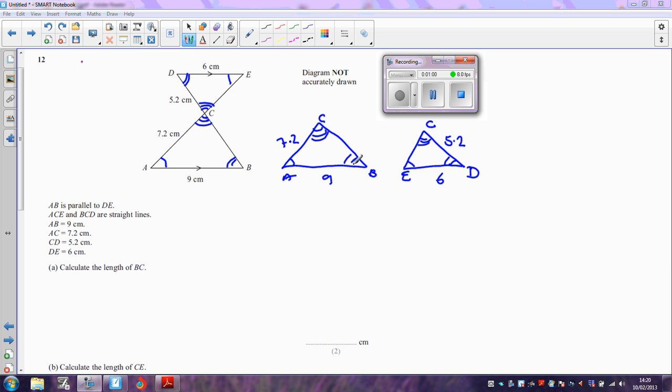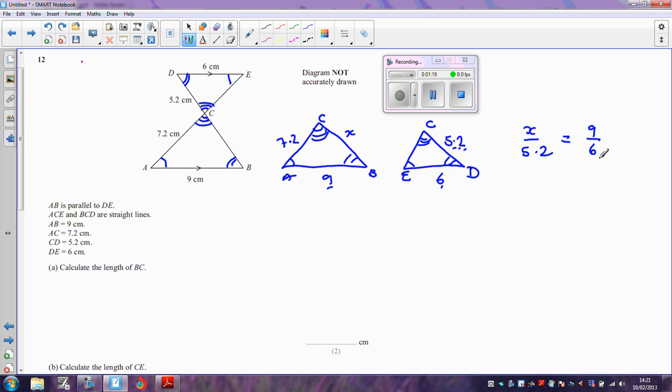Okay, the first thing I'm asked to find here is the length of BC, and I'm going to use the fact that corresponding sides are in the same ratio. In other words, that x, which I've called BC, divided by 5.2, which is here, must be exactly the same as 9 divided by 6, because corresponding sides of similar triangles are in the same ratio. In other words, x is equal to 9 times 5.2 divided by 6, which comes out as 7.8 centimeters.